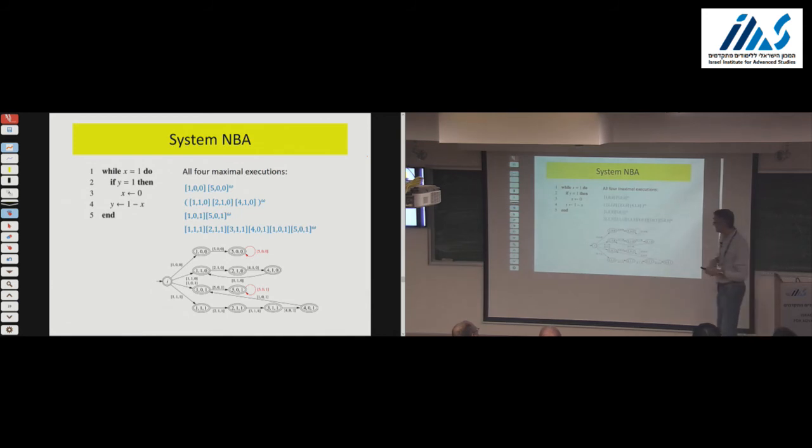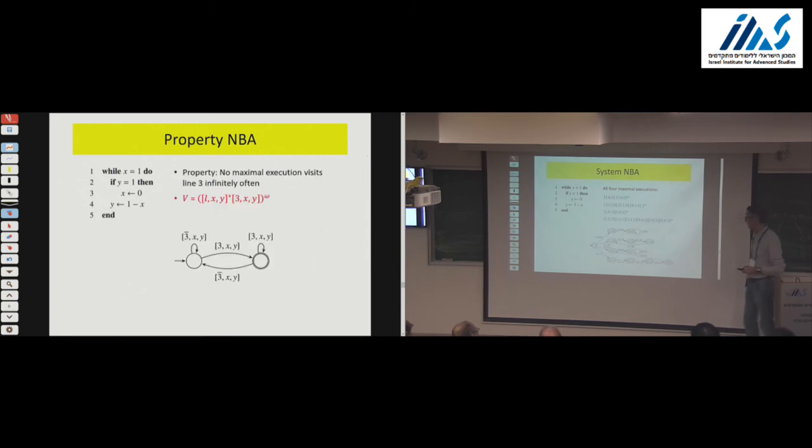So in this case, there are exactly 4 maximal executions. One where you go there and stay there forever. One where you cycle here forever. One where you go there and stay forever. And one where you go there, come back there, and stay forever. Okay, but of course, in general, there can be infinitely many.